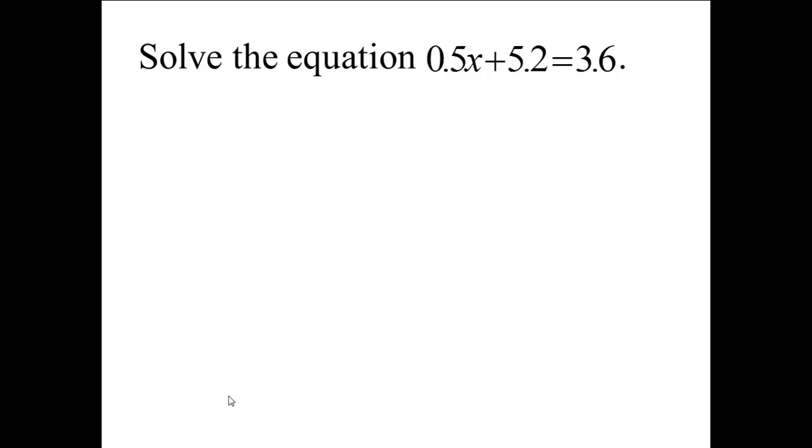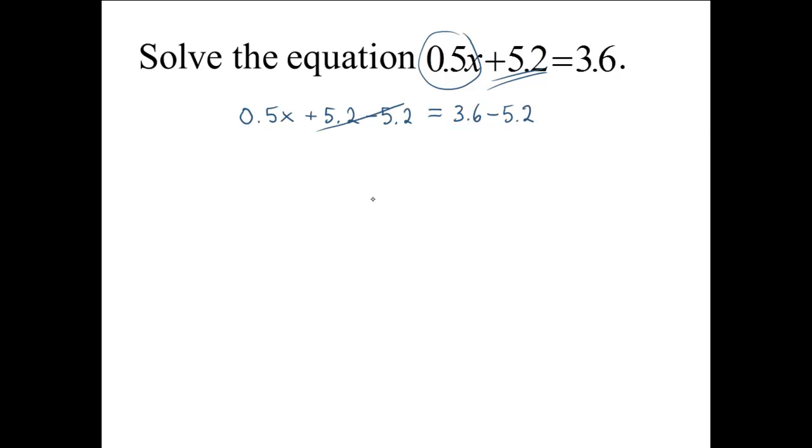Solve the equation 0.5x plus 5.2 equals 3.6. We're going to isolate this x term by dealing with this term that's added to it. Added to this x term is a positive term. The inverse of addition of 5.2 is subtraction of 5.2. We will subtract 5.2 from both sides of this equation.